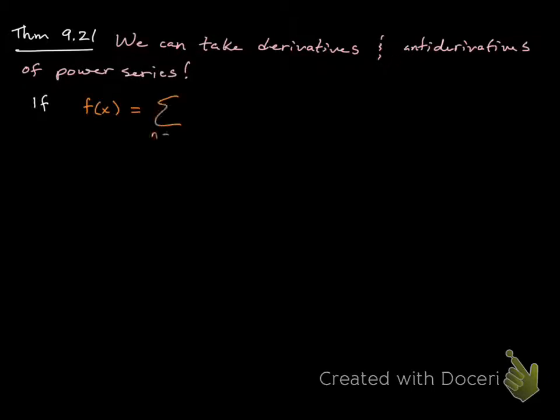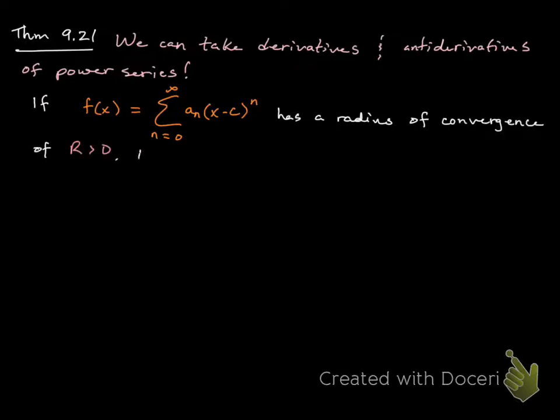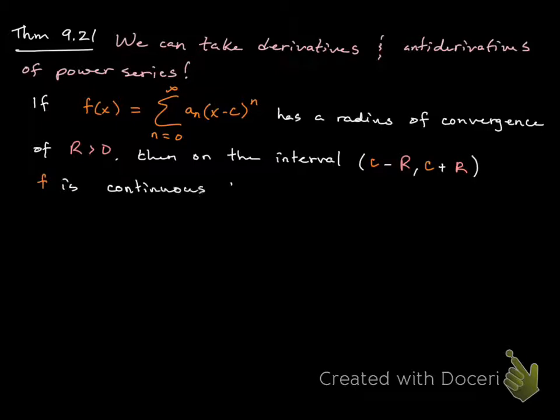If a function is written as a power series, and I have to use the general form here, as long as this has a radius of convergence of r, which is bigger than 0, then on the interval of convergence, we say c minus r, c plus r, f is continuous and differentiable, and I can find derivatives and antiderivatives.